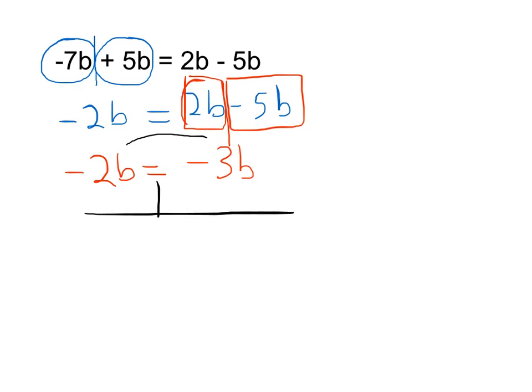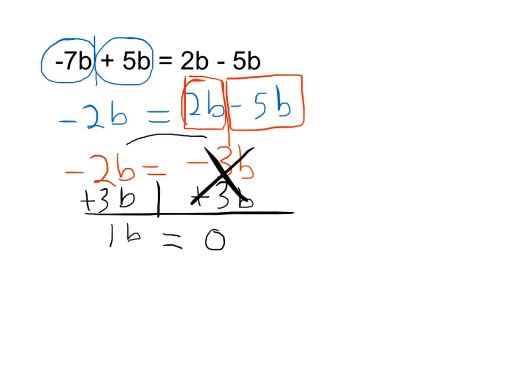Well, how do I move a negative 3b? And again, I want that b to go with it. To the other side, I have to add 3b. Add 3b. Okay? So when I do that, this side cancels. Okay? What's left if it cancels? Well, 0 is what's left. Equal sign. And then I get a 1b.